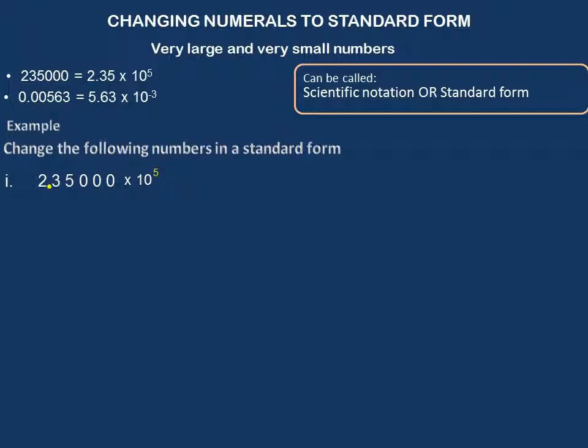like 2.3500 times 10 to the power 5, but the rule in here says that you ignore the zeros as soon as you change it into the standard form. Therefore it should look something like that. It's going to be 2.35 times 10 to the power 5. Let's have a look at another example.